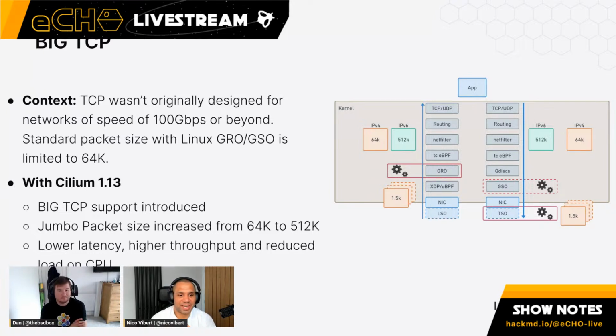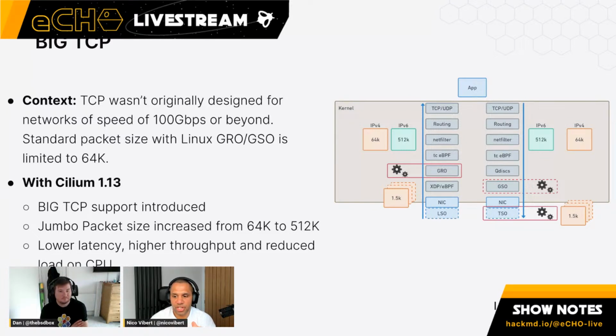It's about being able to have bigger packets, and the fewer packets you've got, the fewer you have to process. Originally, when TCP was built, it wasn't designed for the 100 gig and beyond networks that we have in some of the data centers. So there have been different methods to increase the packet size.